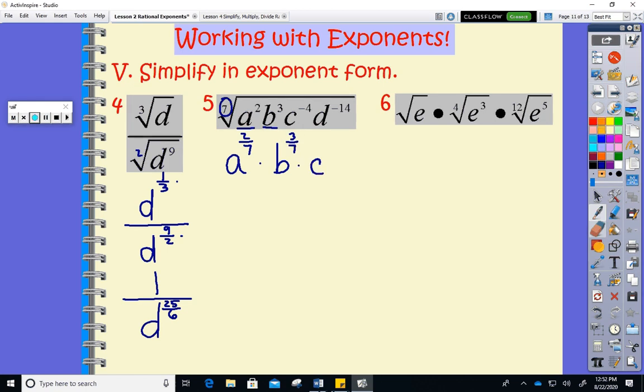Times c here to the negative 4 over 7 power. Because the root's always the 7th root of all of those individual pieces. And then d to the negative 14 over 7 power. So a to the 2/7 you can't do anything with. The fraction doesn't reduce. B to the 3/7, ditto. C to the negative 4/7 I'm going to put on the bottom as C to the 4/7. And then D to the negative 14/7 is D to the negative 2.